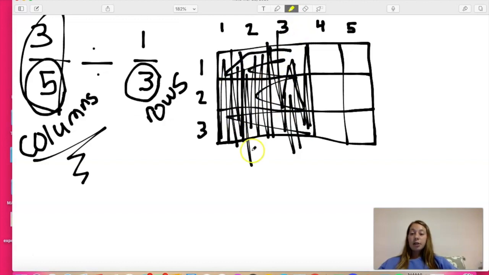I'll do this in a highlighter now. So now we want to highlight 1/3 of the rows. So I'm going to highlight 1/3 out of the 3. Okay.